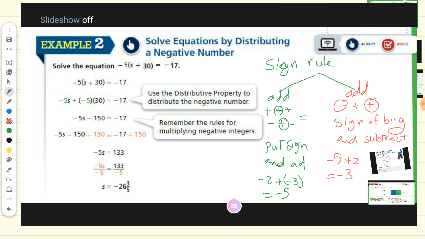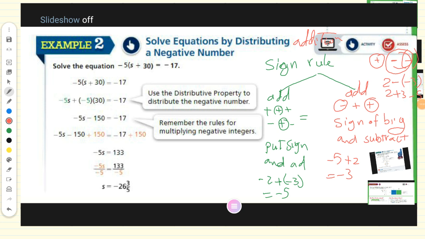This is for addition. And don't forget the special rule: a positive number minus a negative number. The negative becomes positive. Don't forget it. So 2 minus negative 3 is the same as 2 plus 3, which equals 5. Don't forget this special rule, okay?